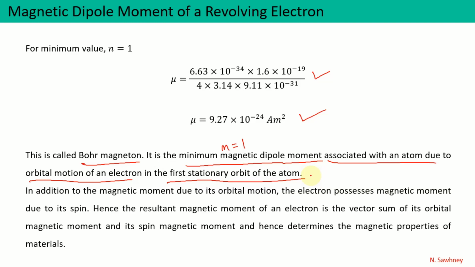In addition to the magnetic moment due to its orbital motion, we know that the electron possesses a magnetic moment due to its spin also. That I have already told you. Hence, the resultant magnetic moment of an electron is the vector sum of orbital magnetic moment and spin magnetic moment, and hence determines the magnetic properties of the materials. That is the inherent property of the material.